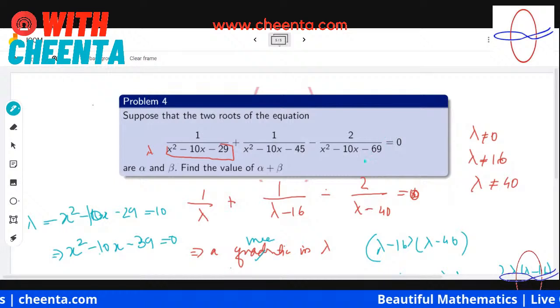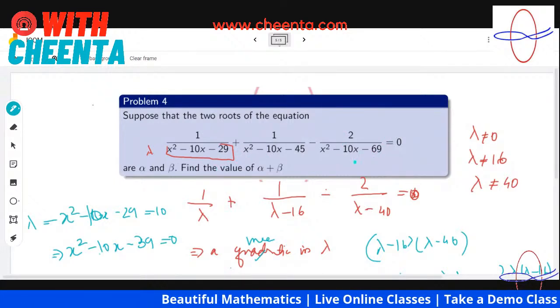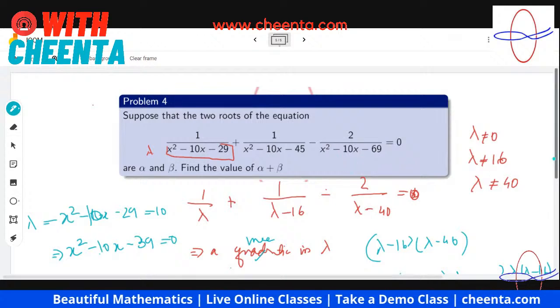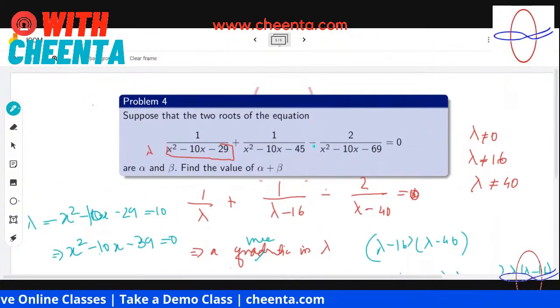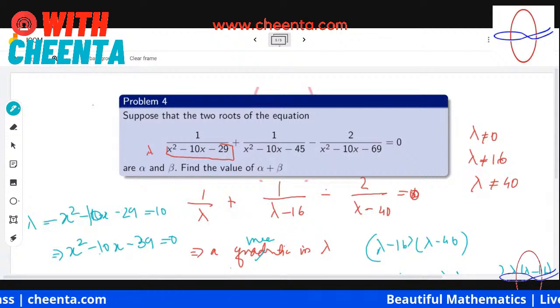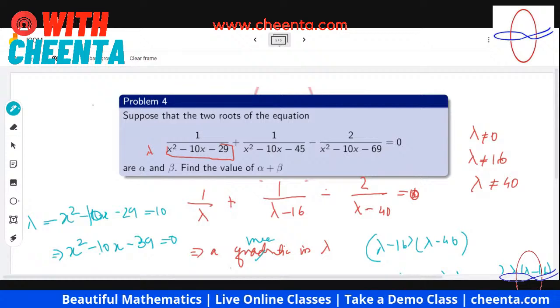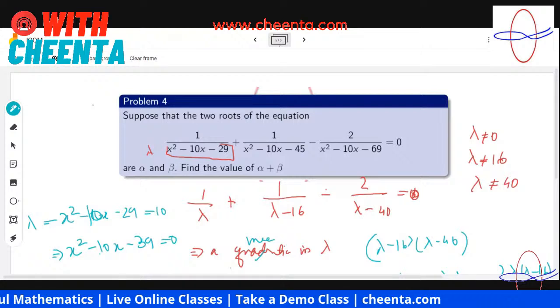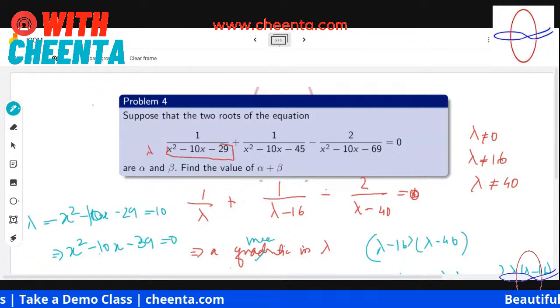So find the roots of this. What are the roots of this? Find it out. The roots essentially will be the same as the roots of x square minus 10x minus 39. All of you understood this? Any doubts, guys? Any doubts, guys? You're right.